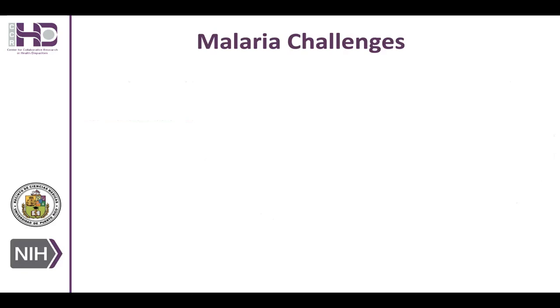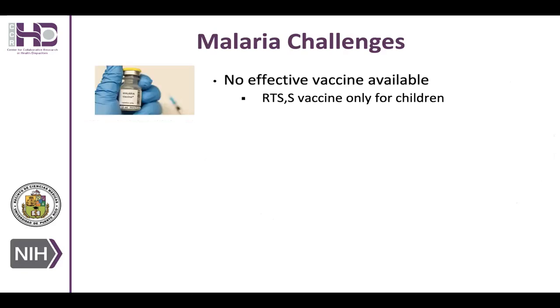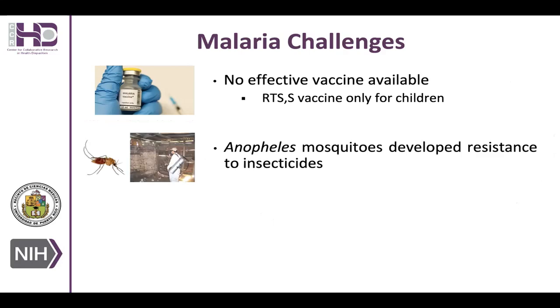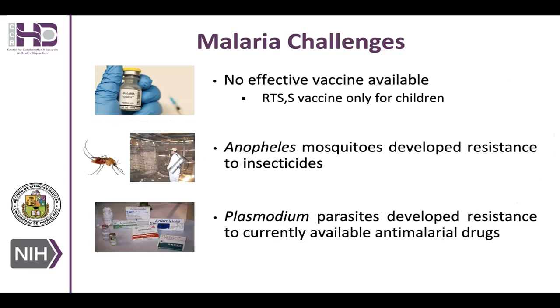There are multiple challenges for malaria control and treatment. Currently, there is no effective vaccine available. Another challenge is that Anopheles mosquitoes develop resistance to insecticides. One of the biggest problems currently is drug resistance in malaria parasites to currently available antimalarial drugs. Therefore, there is an urgent need for novel treatments.